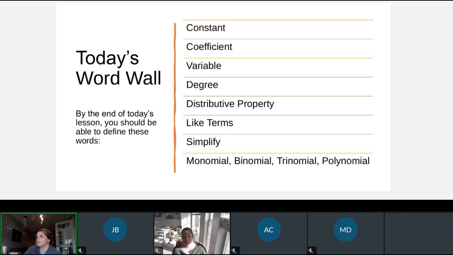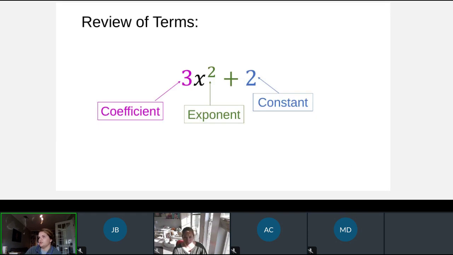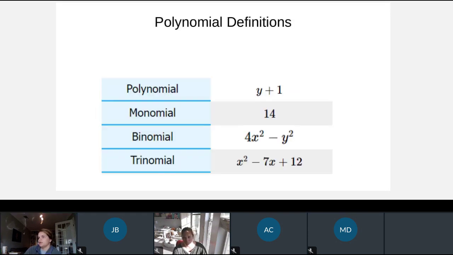Okay, so today we are going to talk about some of these vocabulary words. We've got constant, which we just talked about, coefficient, we talked about variable, degree, distributive property, like terms, simplify, and then the 4, monomial, binomial, trinomial, and polynomial. We're going to go ahead and start with our polynomial definitions. So a polynomial, okay, it means I'm going to have one or more terms.